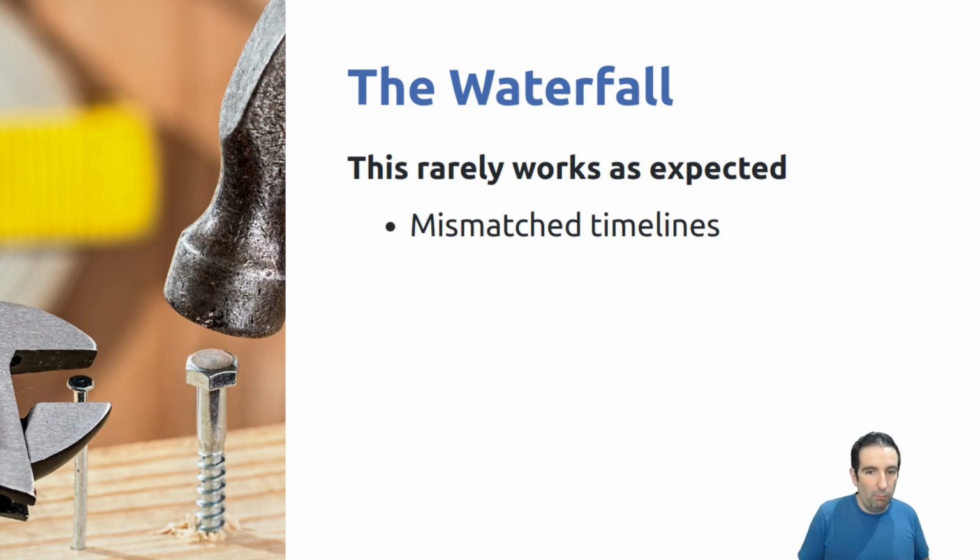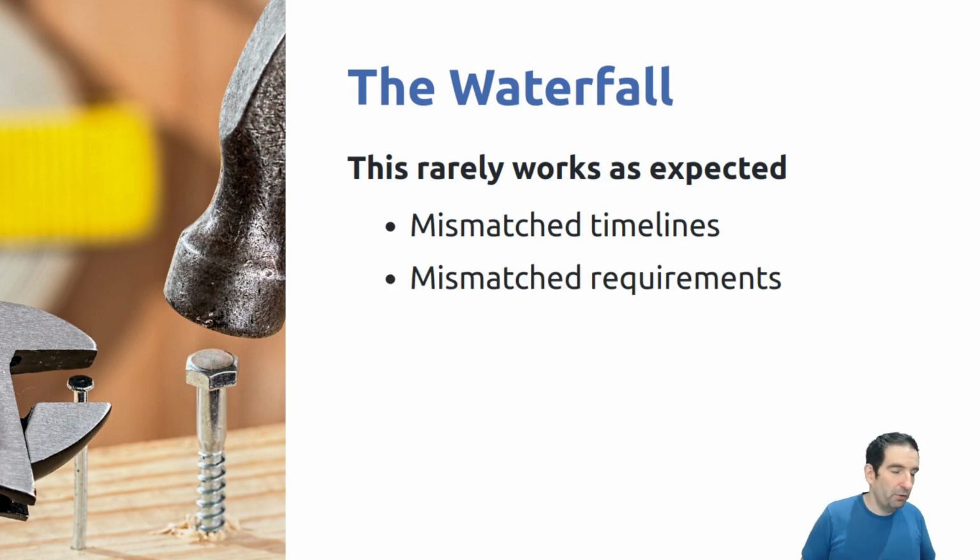Why? We have mismatched timelines. We are working as fast as we can. Our partner teams are also working as fast as they can, but it is really rare that both teams are completely aligned. And when you have more than two teams, when you have an infrastructure team, a security team, things like that, things get even more complicated. We also sometimes have mismatched requirements that we have to figure out how to arrive at some kind of compromise.